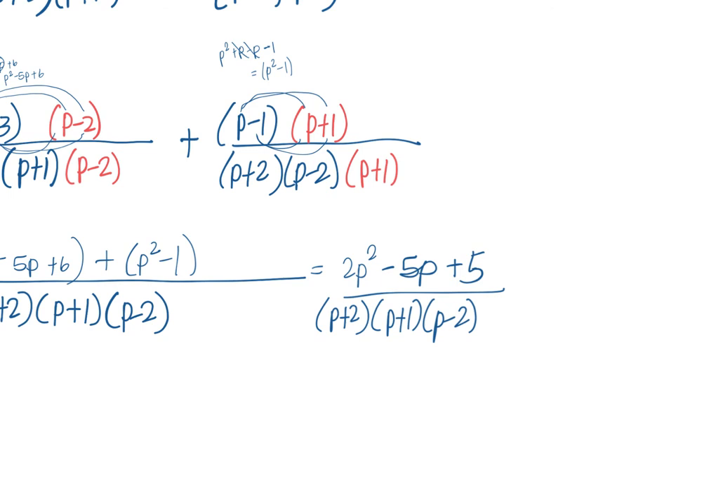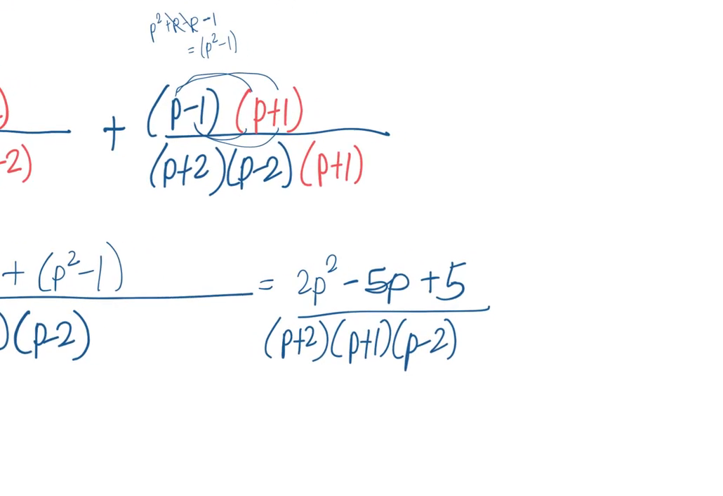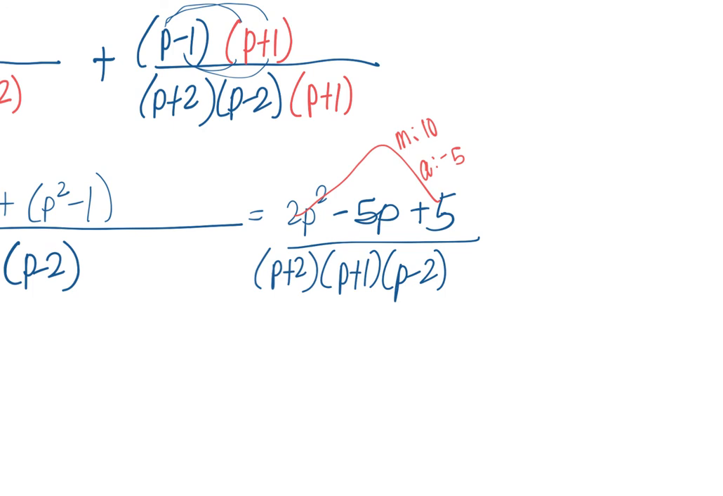But that numerator, 2p squared minus 5p plus 5, you would have to find two things that would multiply to give you 10 and add to give you negative 5. And those two things just don't exist. So that means the numerator is prime. So it doesn't factor, and since it's in fully factored form, and nothing repeats, well, nothing cancels. So this is our answer.